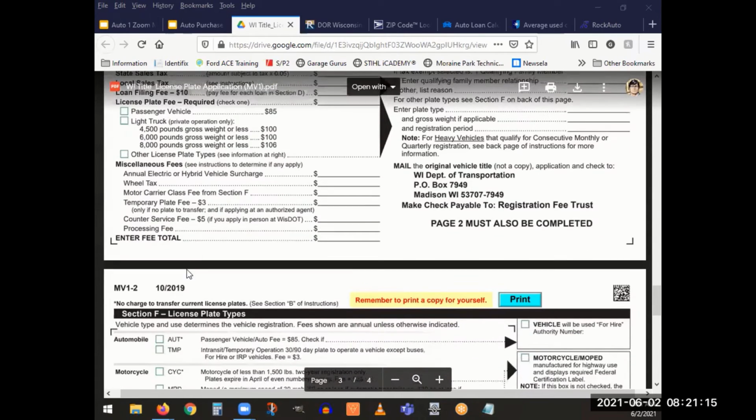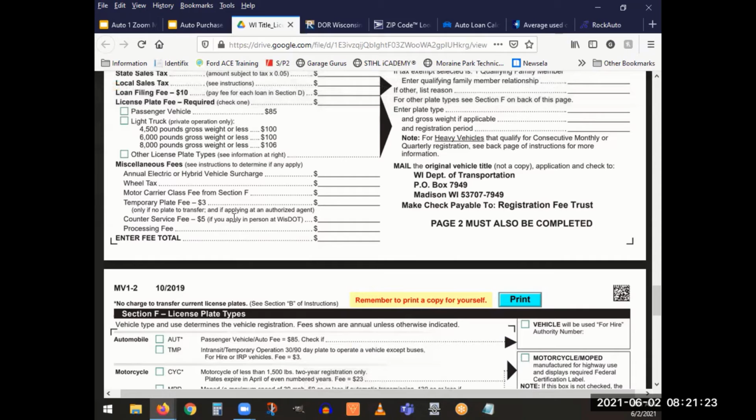And here's my favorite one of all time. Counter service fee. If you physically go to a DMV and fill this form out and hand it in, you have to pay an extra $5. But here's the kicker. If you do it online, you have to pay a fee for using a credit card online. They're getting you one way or another. They get you coming and going.